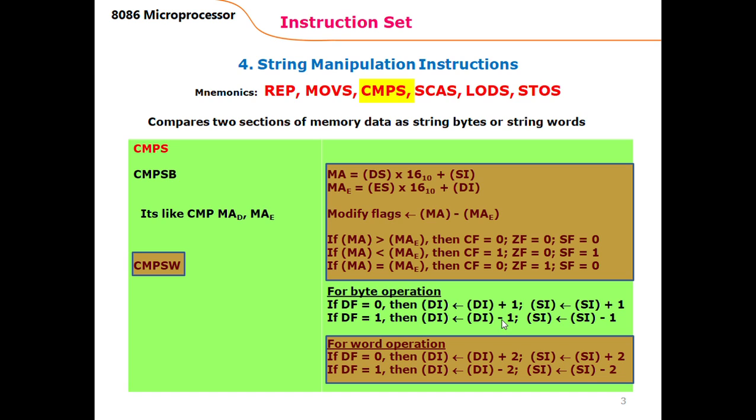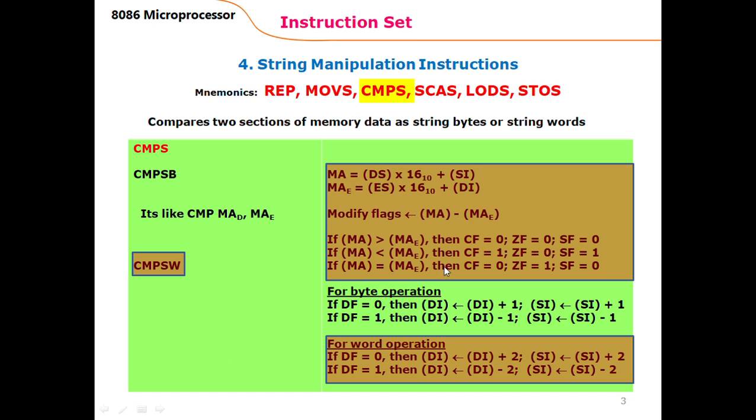And similarly, in the different form of compare string, which is W, compare string word, that compares a word of string data at the data segment memory location addressed by SI with a word of data at the extra segment memory location addressed by DI. And so the same subtraction occurs, but the difference is that the subtraction happens over 16 bits of data instead of 8 bits of data here.